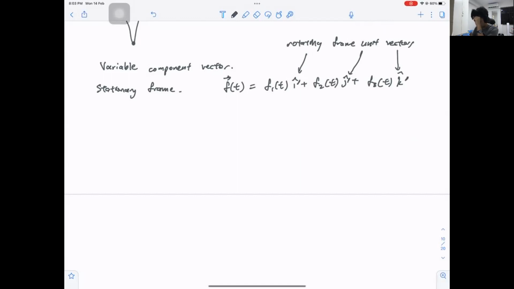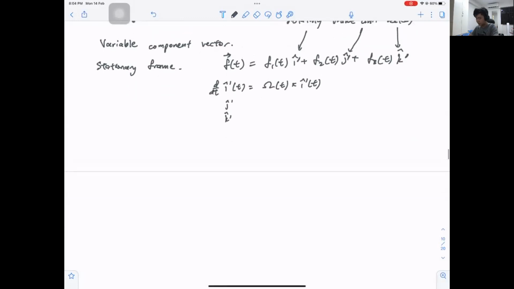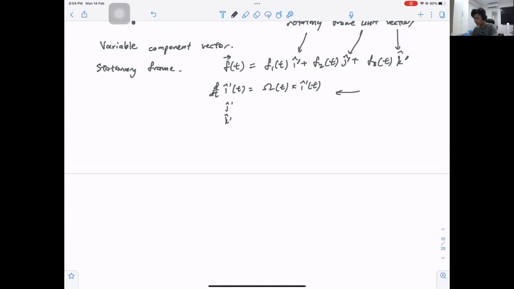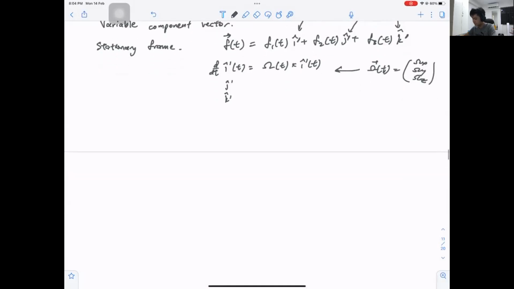a vector f of t. Where remember, the derivative of i hat prime of t is described by omega crossed with it, and likewise for the j hat prime and the k hat prime components. So now our i hat prime and j hat prime are defined to satisfy this differential equation, where your omega of t, your omega vector, is the vector that your reference frame is rotating by. And each one of those depends on time.